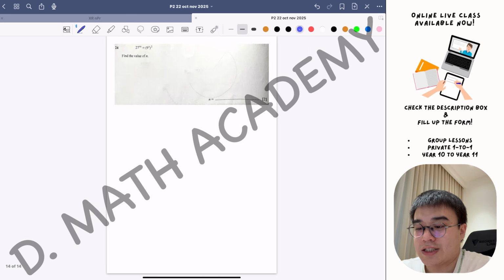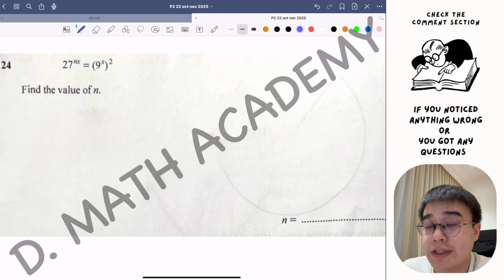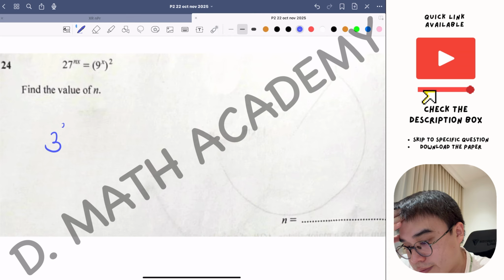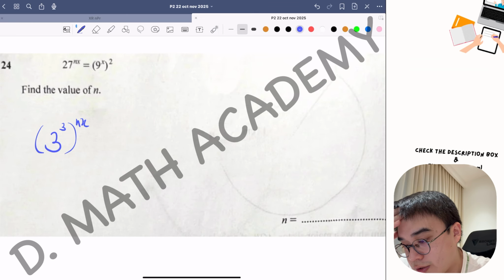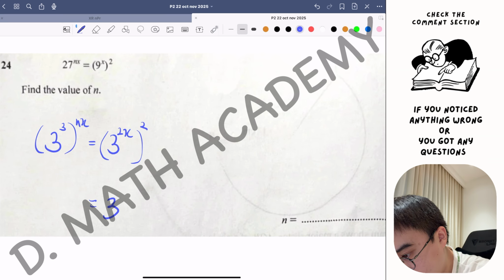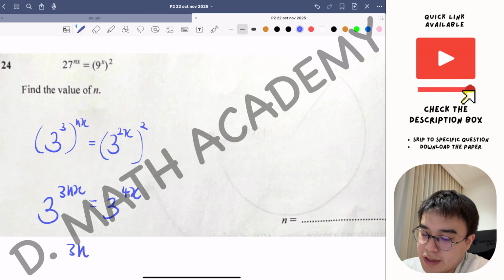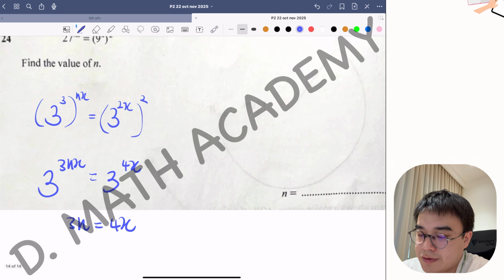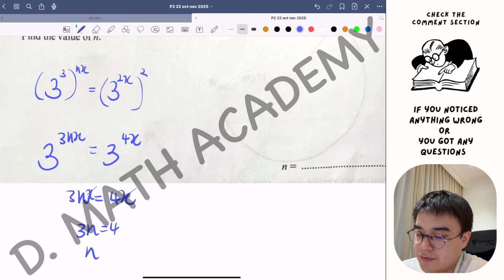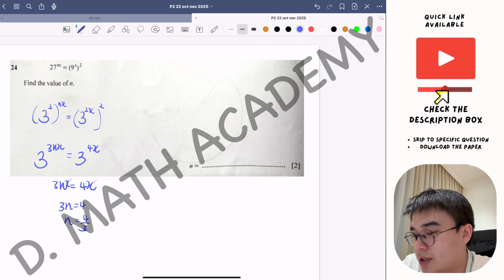Okay, last question. So 27 and 9 is a sign that it is clearly related to 3. So I decided to adjust it into that first. So update it further. That 3n must be equivalent to 4x because the base is the same already. X repeated, so x is gone. So n will just be 4 over 3. Okay, so that's pretty much it.